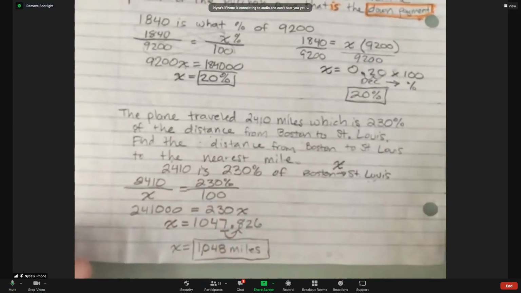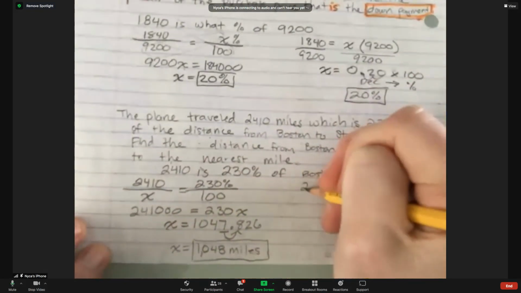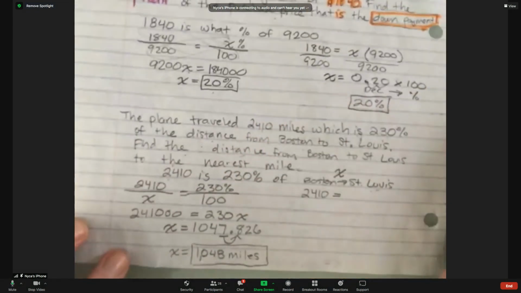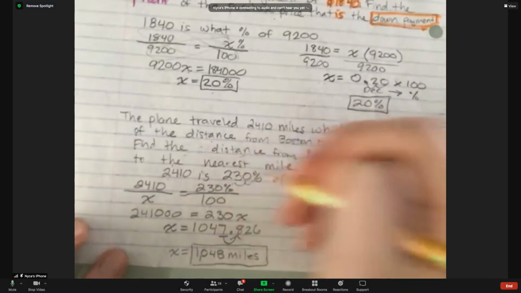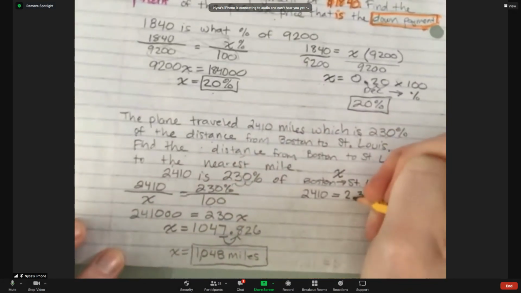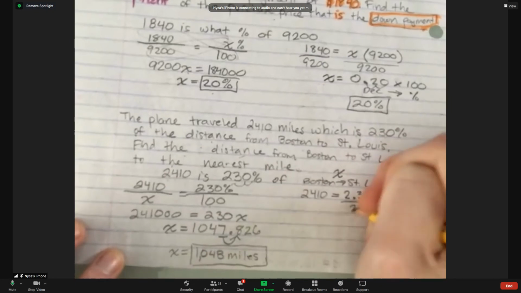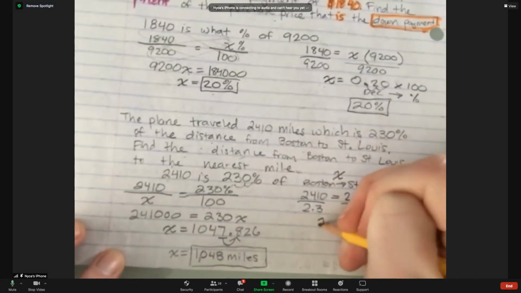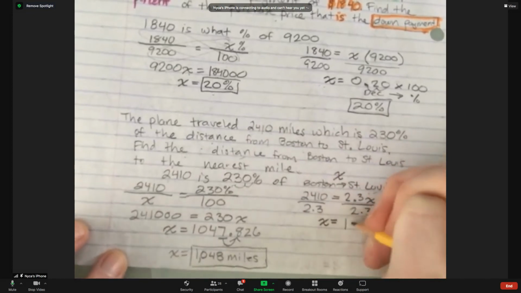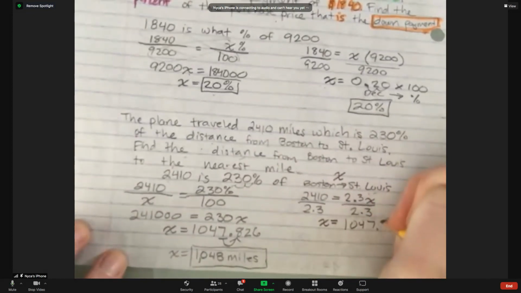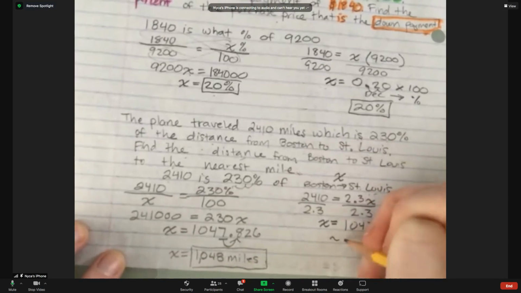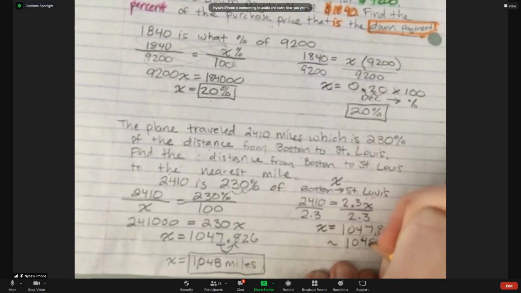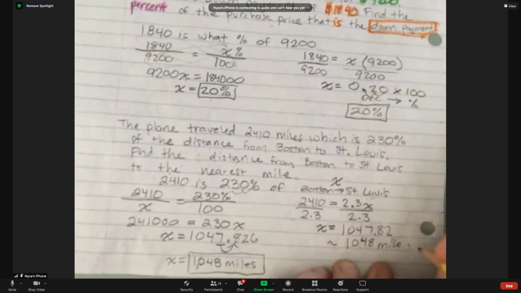If you do it with the equation method, that would be 2,410 is equals, you need to convert that to a decimal, so that would be 2.3x. Then divide by 2.3, divide by 2.3. Your x, you should get the same number. And you round that to about 1,048 miles.